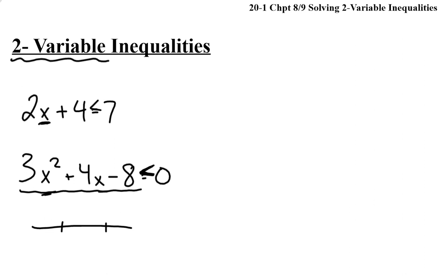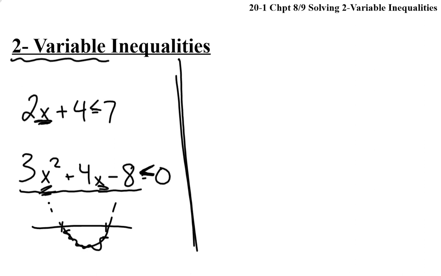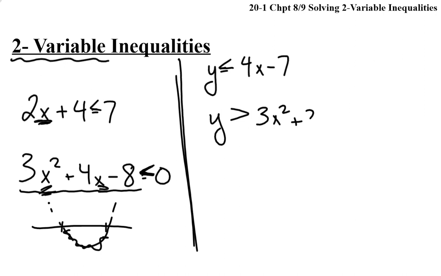So in this case, we could have thought of it as a quadratic, and this portion was less than 0. So only working with single x variables. Well, now that we're getting into two variable inequalities, we now have x's and y's. So y is going to be less than or equal to 4x minus 7, or y is greater than 3x squared plus 2x plus 1.